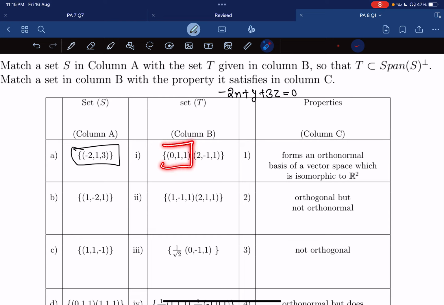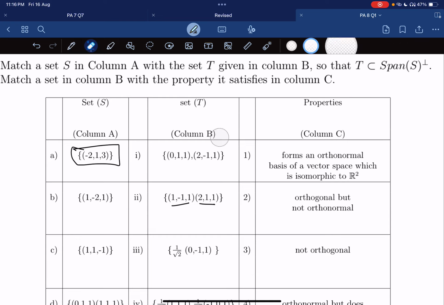If we check the first element 0, 1, 1, it is x value 0, y value 1, z value 1. So this would result in 4. That means this is not satisfied, so this set is not in the orthogonal complement for this set. Now let's look at this set. Here 1, minus 1, 1. If we put 1, minus 1, 1 here, we get minus 2 minus 1 plus 3, and that is equal to 0. So for this vector it is satisfied. Now for the second vector, this condition would become minus 4 plus 1 plus 3, and this is also 0.